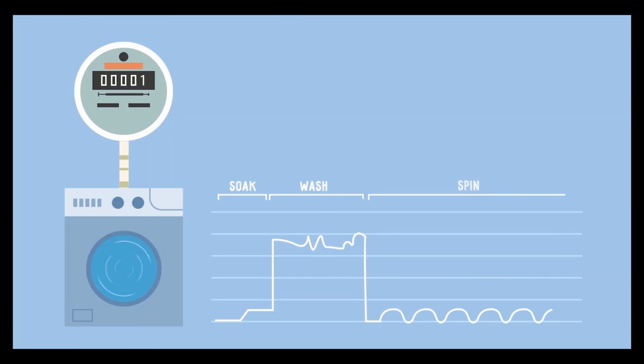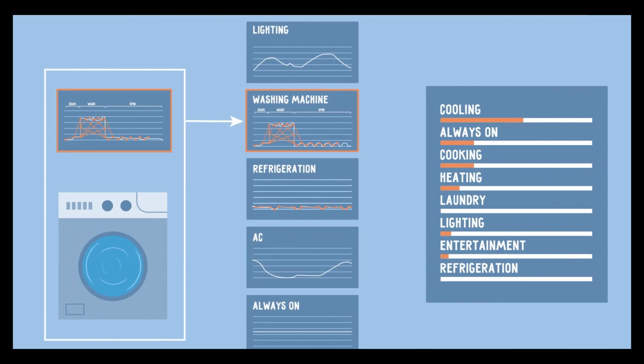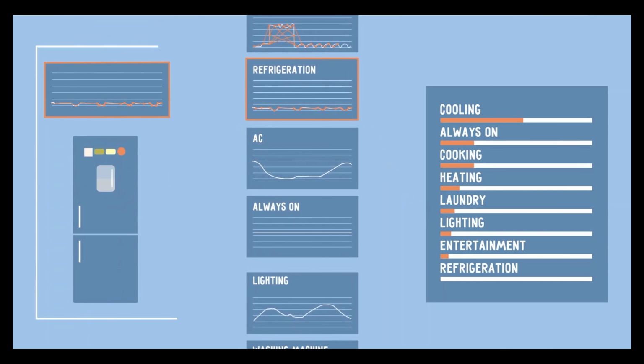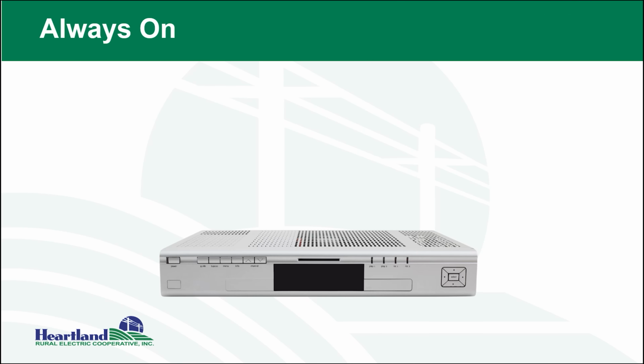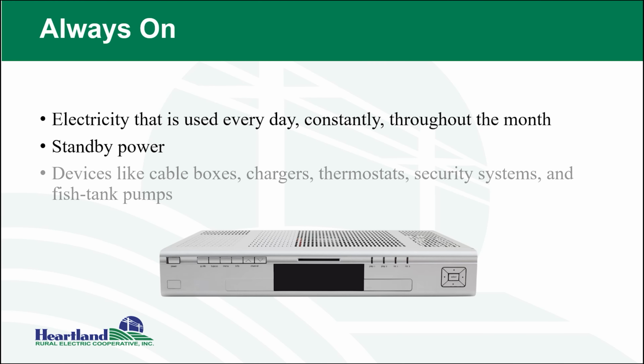SmartHub's consumer analytics tools examine your meter data and identify usage signatures that are specific to different kinds of appliances. Then it can tell you how much energy went to different categories like cooling, cooking, heating, laundry, lighting, entertainment, refrigeration, and always on. Most of these are self-explanatory, but the always on category is a little different. Always on refers to devices that are in standby or sleep mode, as well as things like routers, cable boxes, chargers, thermostats, and security systems that are always running.